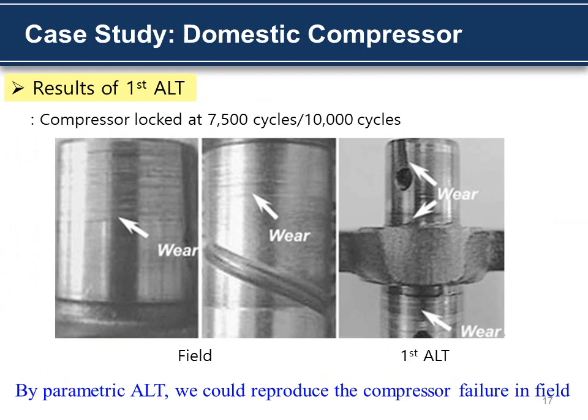I will explain the result of the first parametric ALT. As you can see in the picture, the compressor crankshaft failed at 7,000 cycles and 10,000 cycles. It came from severe wear due to the lubrication problem in the compressor design. The pattern of the first ALT was very similar to that of the field. By parametric ALT, we can reproduce the compressor failure in the field.